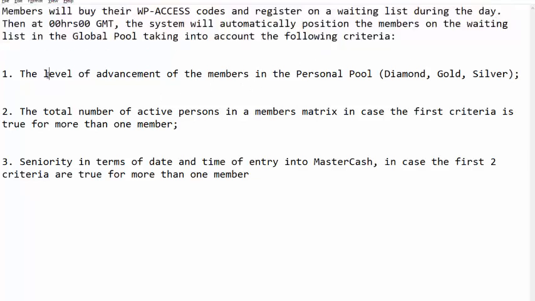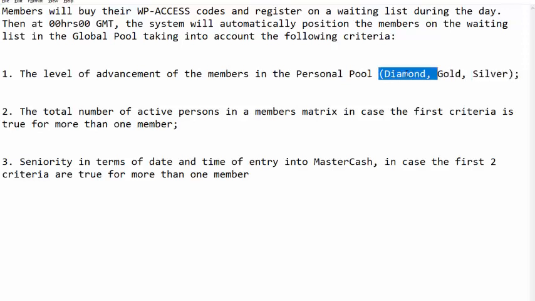The first one is the level of advancement of a member in his personal pool. In the personal pool there are three different matrices: a silver matrix, a gold matrix, and a diamond matrix. So the system will look at the level of advancement of a member in the personal pool before it does the placement. If there are 10 people on a waiting list, the system is going to look at who has advanced more and place that person in the global pool first before it places who has advanced less. So what we have done now is that we have assigned points to these matrices.